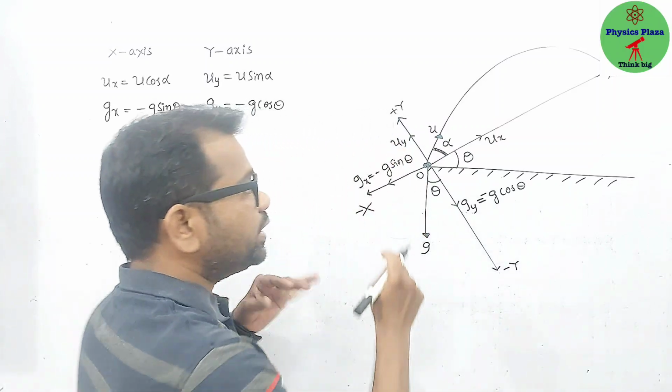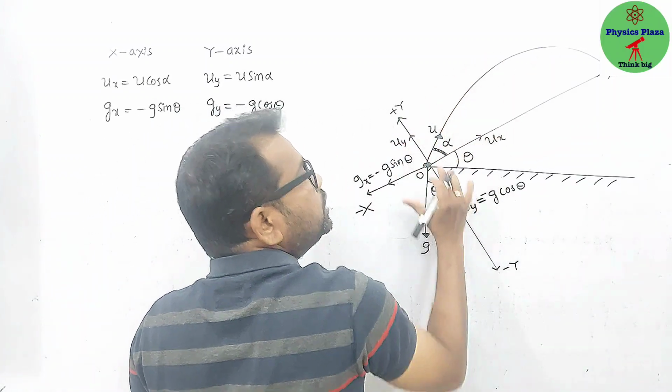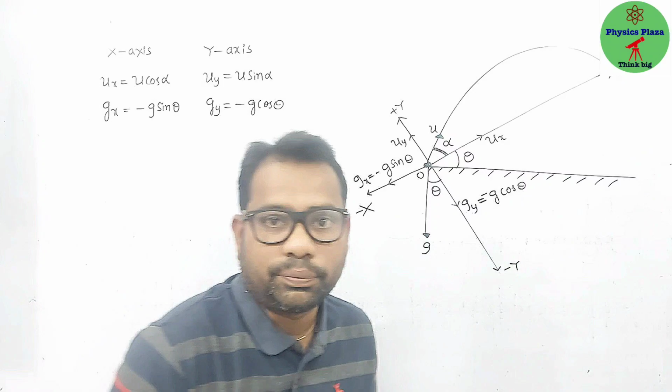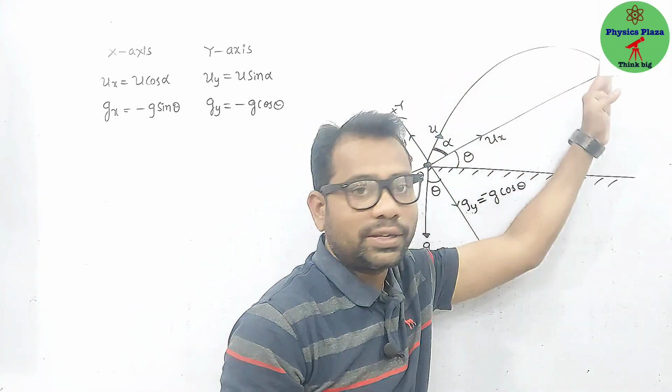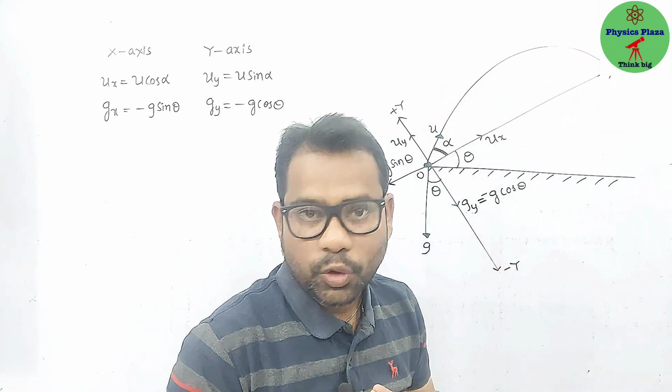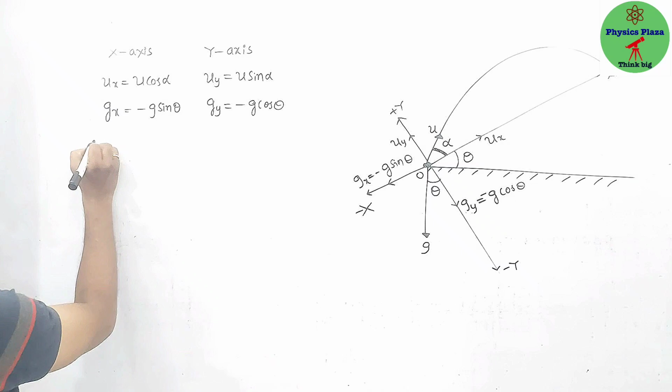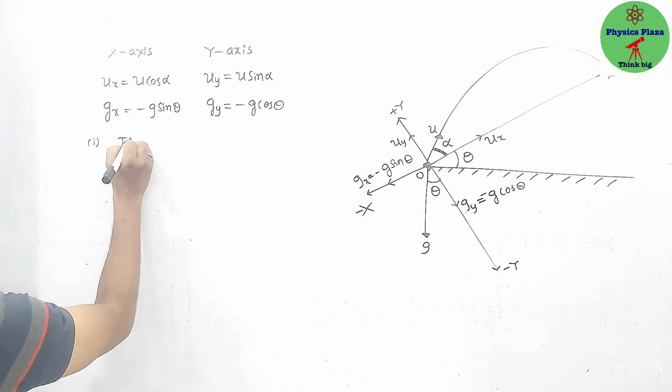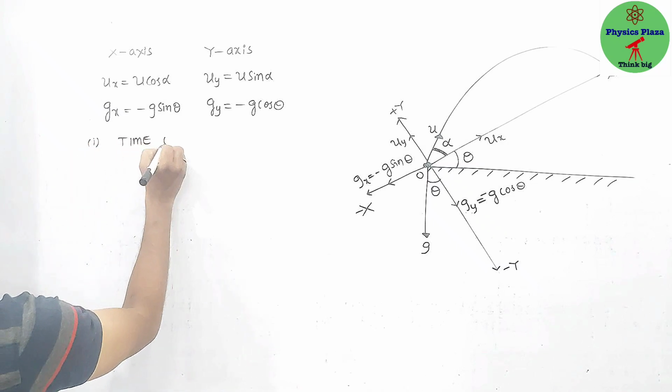Okay. So whenever we are discussing a time of flight, children, you need to take the vertical motion, because the projectile is covering its flight in the vertical direction. Vertical motion we need to take. So the first component we are going to discuss is the time of flight.